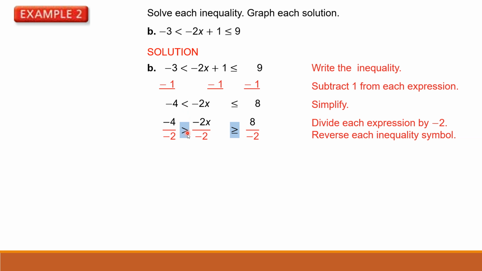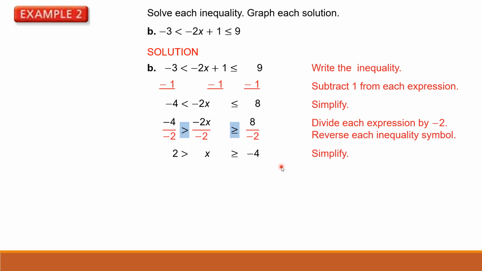We have to reverse the direction of the inequality symbol because we divided by a negative number. Remember, this also happens if you multiply by a negative number. So now let's continue to simplify. -4 divided by -2 is +2, which is now greater than x, which is greater than or equal to -4.